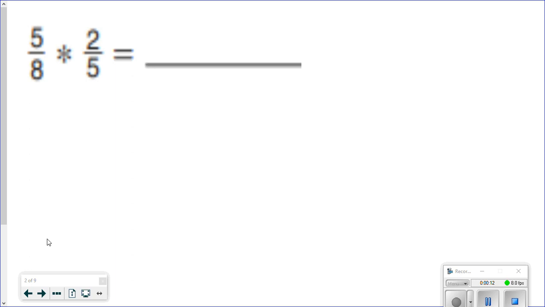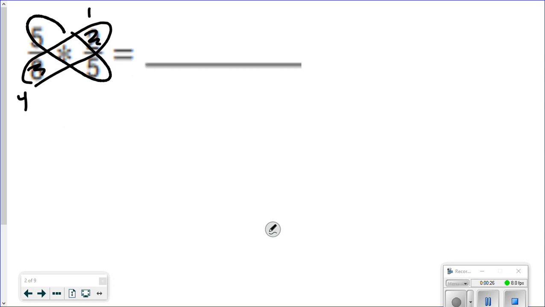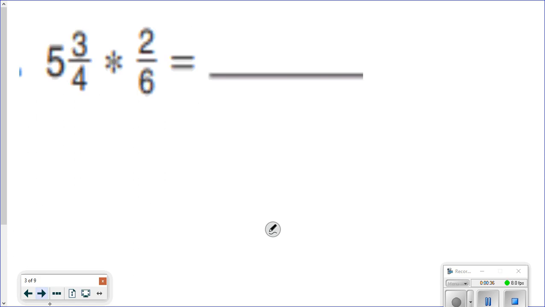First off, a little review. When there's no mixed number, you can simply multiply across. We can cross reduce. Let's look at this cross reduce. The 2 and the 8, what number goes into both? 2. 8 divided by 2 is 4. 2 divided by 2 is 1. The 5s can cross reduce. 5 divided by 5 is 1. 5 divided by 5 is 1. 1 times 1 is 1. 4 times 1 is 4. 1/4 is our answer. Okay, moving on.